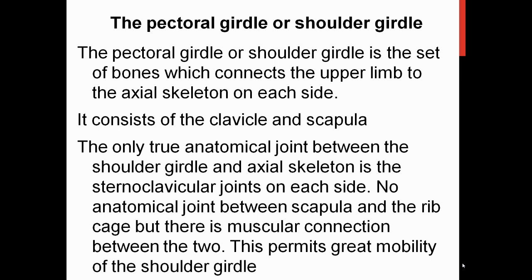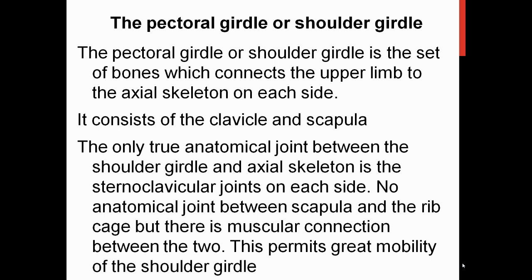We can say shoulder girdle in another term, pectoral girdle also, and it is the set of the bones which connects the upper limb to the axial skeleton on each side. And what is the importance of it? It will transfer the weight of the upper limb to the axial skeleton. And the pectoral girdle consists of the clavicle and scapula.